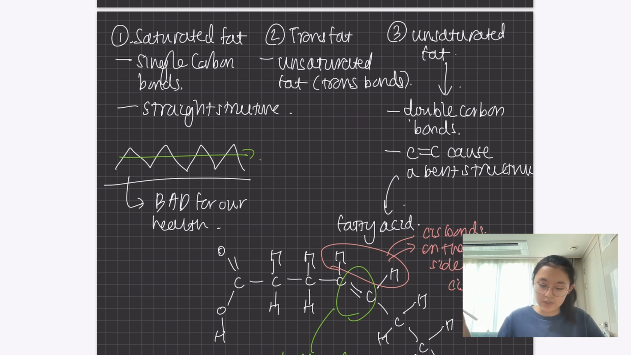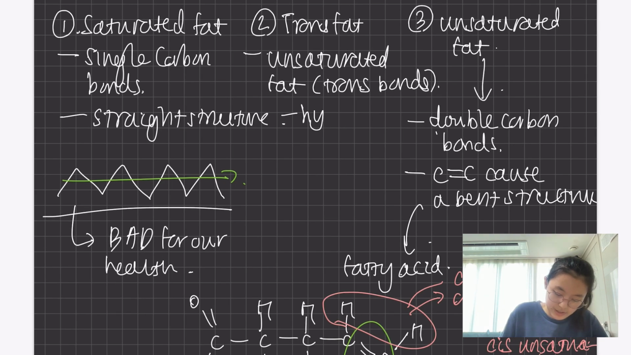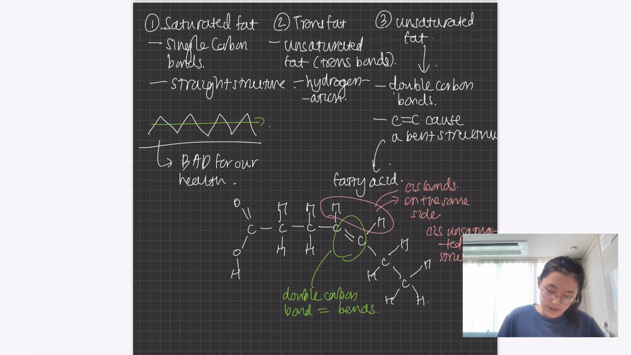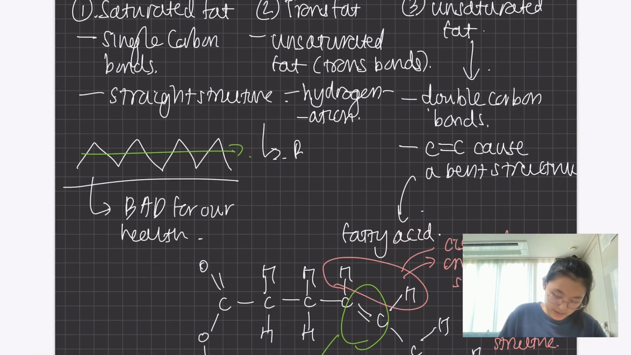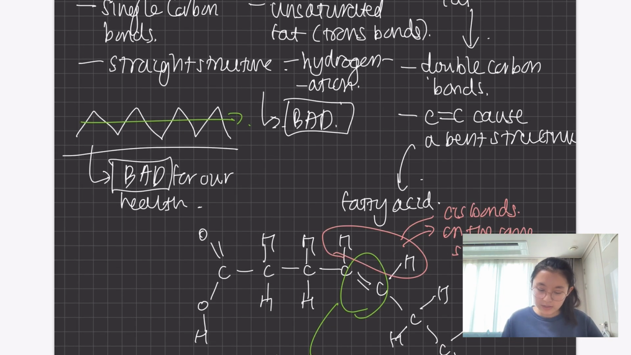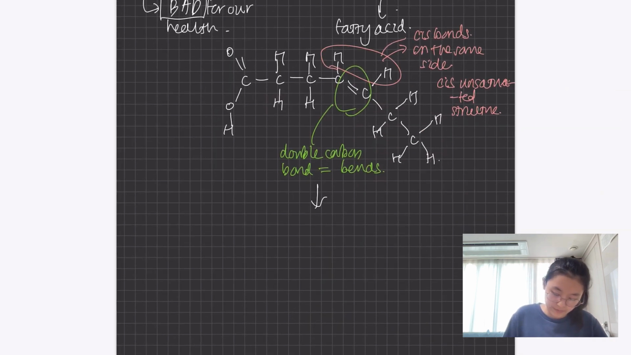Now, how you get from unsaturated fat to trans fat is through a process called hydrogenation. And hydrogenation is essentially just structurally altering the unsaturated fat by chemically adding hydrogen. So chemically adding atoms of hydrogen essentially breaks these cis double carbon bonds, and creates the structure of a trans fat where we have trans bonds. Right, and surprisingly, trans fat is really bad for our health, much like saturated fat. But unsaturated fat is really good for our health.